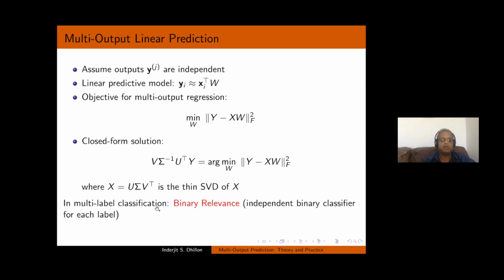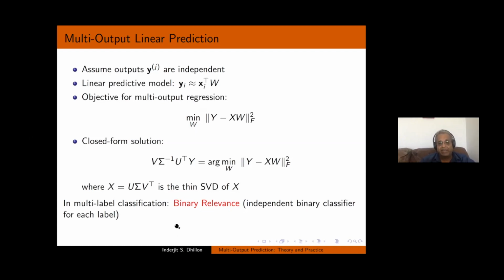So, very simple, elementary. And if I now look at the case of classification, I can do something similar. Of course, it won't in general be closed form, and you can do, let's say, support vector machines with a hinge loss or logistic regression for each of the labels or each of the classes. Sometimes this is known as binary relevance, which refers to independent binary classifiers for each label. And each of these classifiers might be one versus the rest, or one versus all.